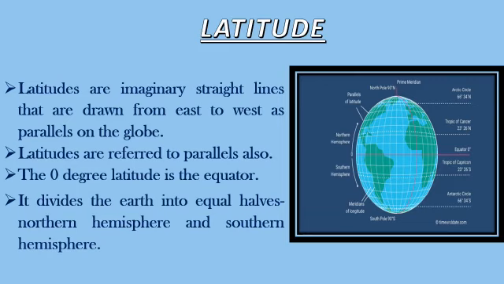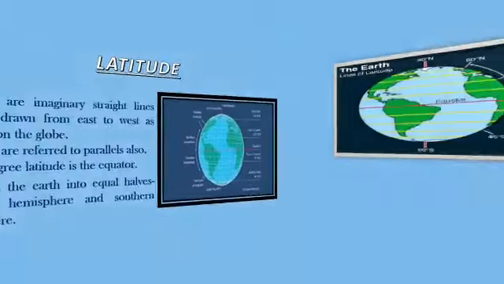The 0-degree latitude is the equator. It is the most significant line of latitude. It divides the Earth into two equal parts. The northern half of the Earth is known as the northern hemisphere and the southern half is known as the southern hemisphere.